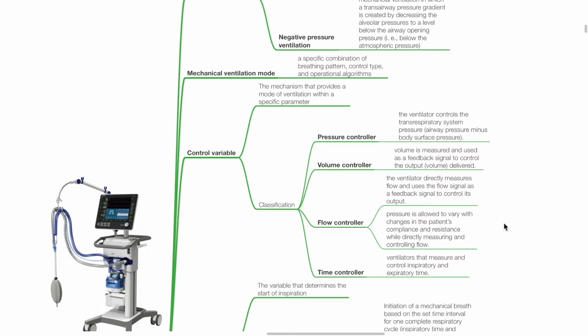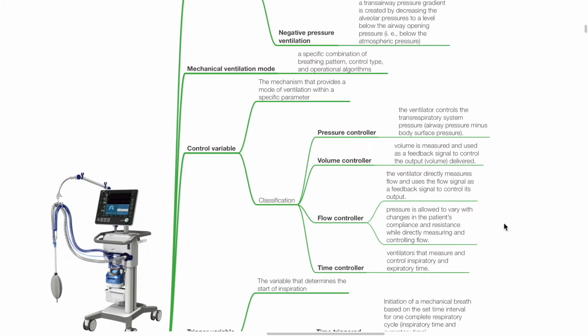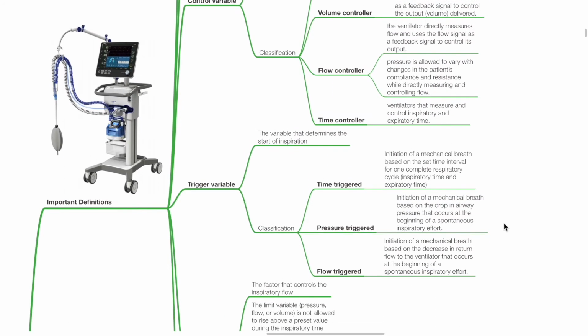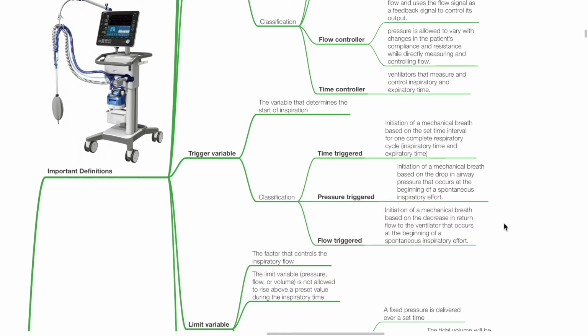Flow controller. The ventilator directly measures flow and uses the flow signal as a feedback signal to control its output. Pressure is allowed to vary with changes in the patient's compliance and resistance while directly measuring and controlling flow. Time controller. Ventilators that measure and control inspiratory and expiratory time. Trigger variable is the variable that determines the start of inspiration.